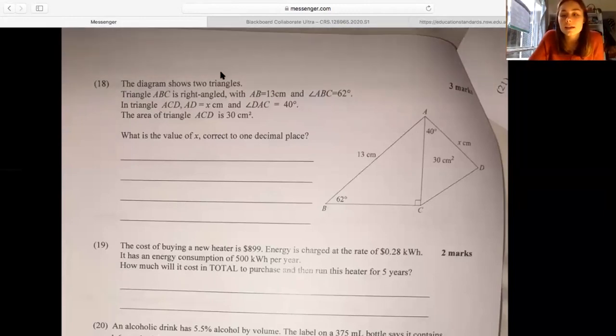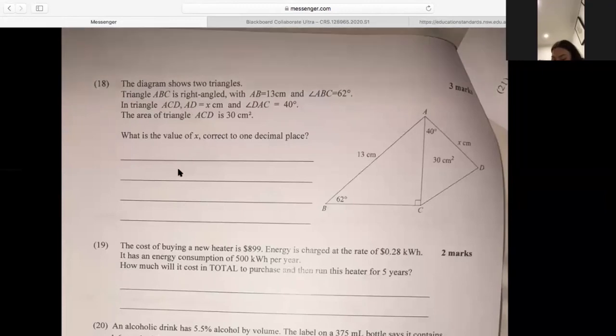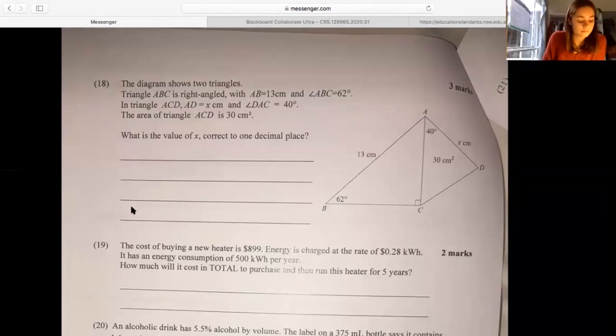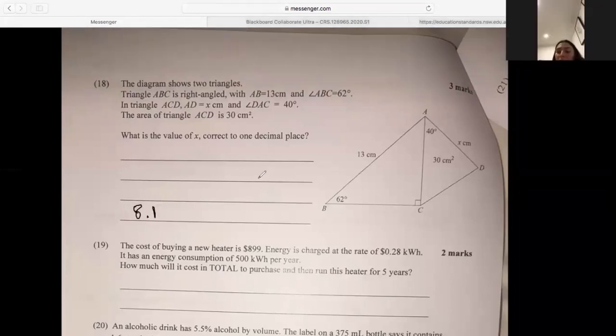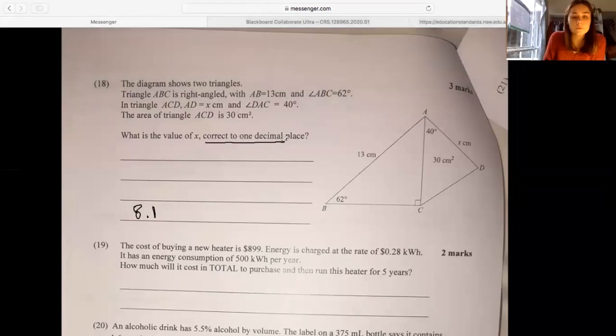Have you been writing? It's right. Okay. Yeah, I have been writing. It's fine. So did you end up with like 8.11 or something? Yeah, I got 8.11. Will we make it 8.12 or no? We'll do it 8.1 because it just says correct to one decimal place. Yeah.